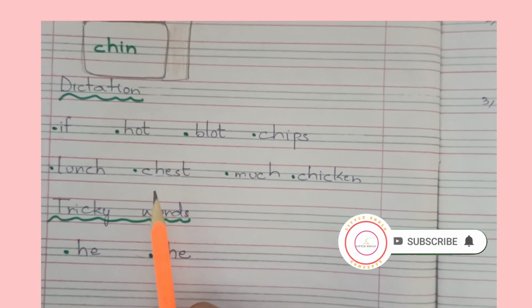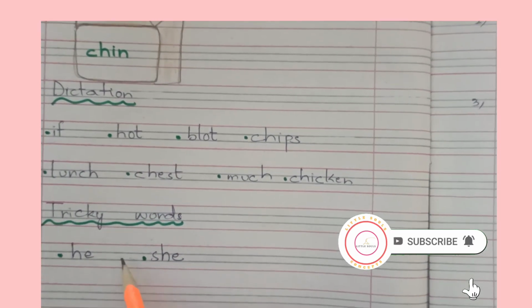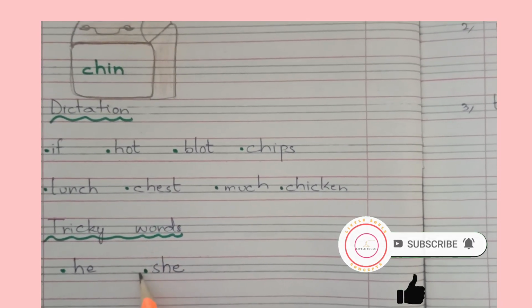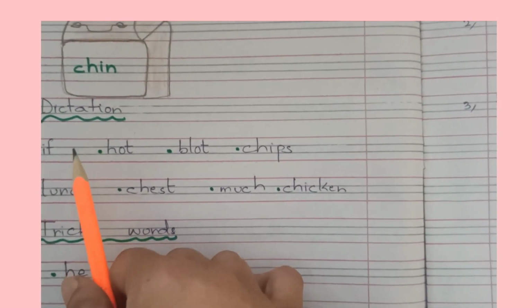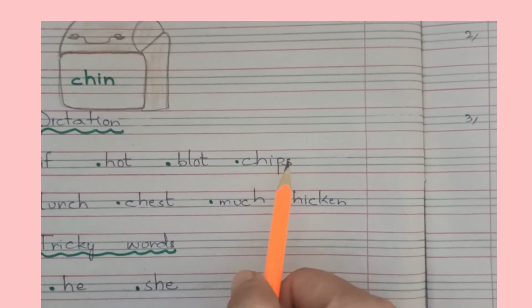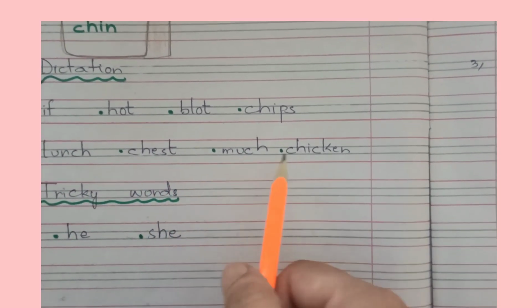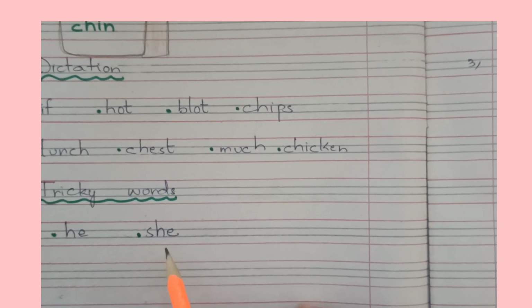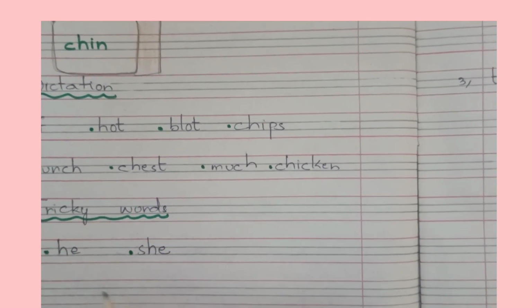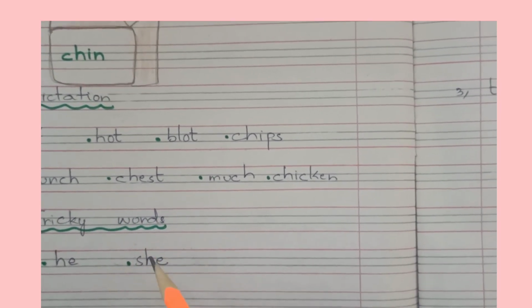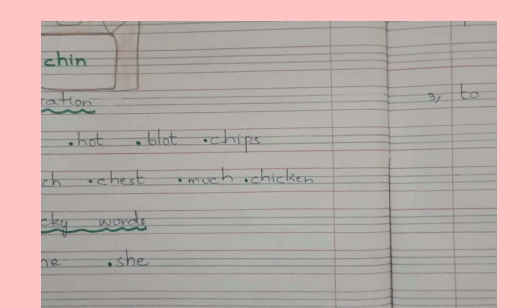Here is a list of dictation words and some tricky words which are required to teach them at this stage: chop, hot, blood, chips, chest, mud, chicken, he and she. Here the open syllable rule is applied, which we cannot teach at this level.